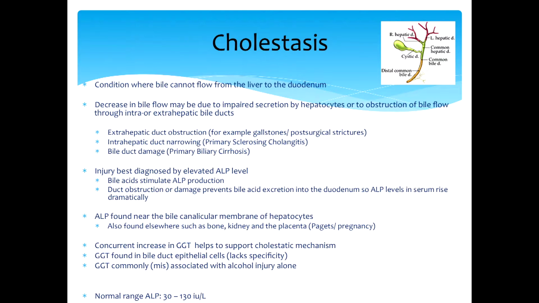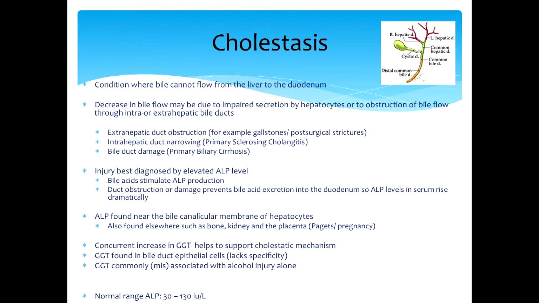And this is best investigated or best seen through a raised alkaline phosphatase. And the reason for that is because bile acid stimulates alkaline phosphatase production, and the damage will prevent that excreting into the duodenum. So the alkaline phosphatase within the serum will rise dramatically. It's found in the bile canalicular membranes of hepatocytes, but again, it's also found elsewhere. So things like bone, kidney, placenta. So you've always got to be thinking of a differential diagnosis in patients.